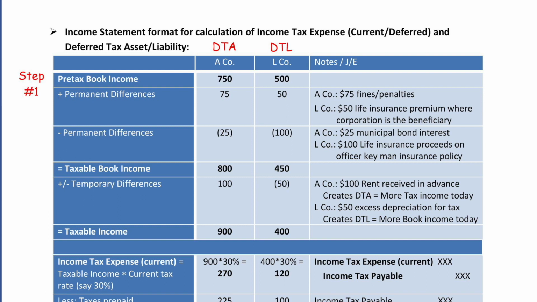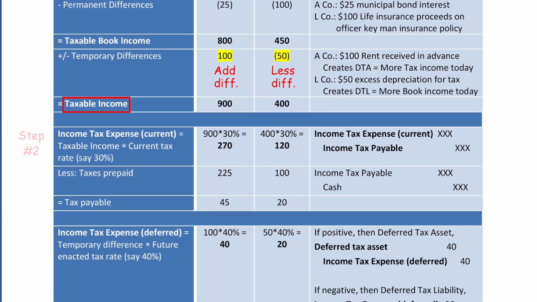For A company, we're going to have a deferred tax asset. The temporary difference that's creating the deferred tax asset is added. So highlight 100 and write add difference. For L company, the temporary difference that creates the deferred tax liabilities is less in step number 1. So highlight a negative 50 and write less difference. And put a box around taxable income. Because in step number 1, our purpose is to calculate taxable income. Then we move on to write step number 2.